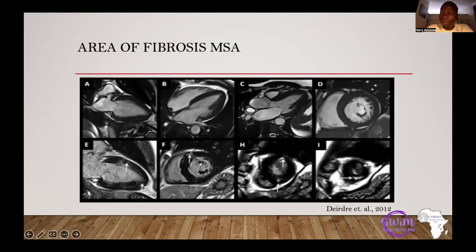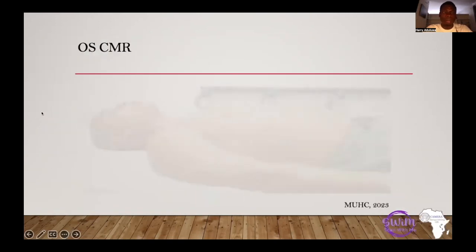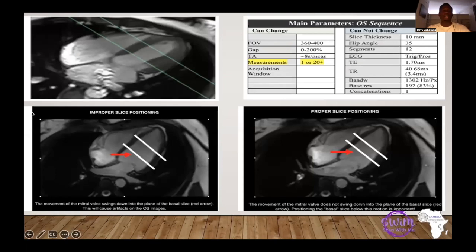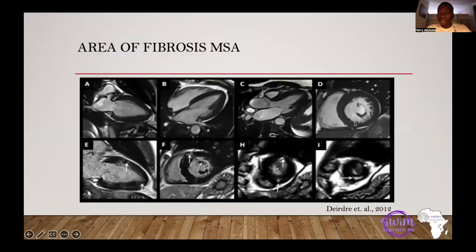What that means is if there's an artifact, most of the artifacts I read about come at the inferior lateral aspect of the heart. If there's an artifact here, maybe some dark patches here, how then do you remove the artifact? There's something they call frequency shifts, or you adjust your field of view.